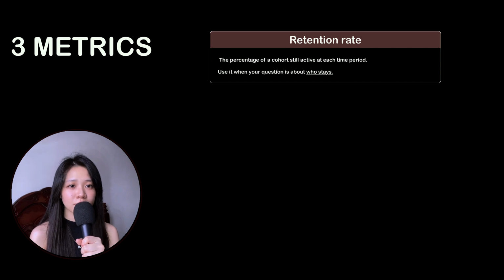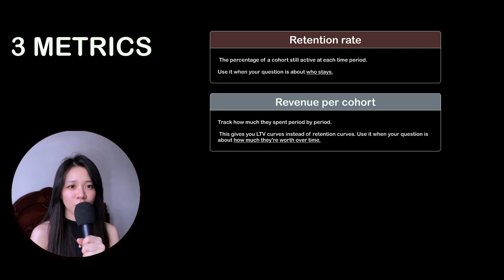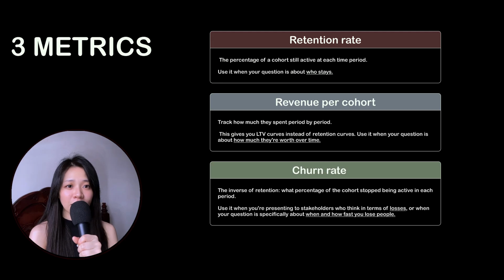Use it when your question is about who stays. Revenue per cohort: rather than tracking whether your customer returned, you're tracking how much they spend period by period. This gives you lifetime value curves rather than retention curves. Use it when your question is about how much they're worth over time. Churn rate, the inverse of retention. The percentage of a cohort that stopped being active in a given period, used when you are presenting to a stakeholder who thinks in terms of losses, or when your question is about when and how fast you lose people.